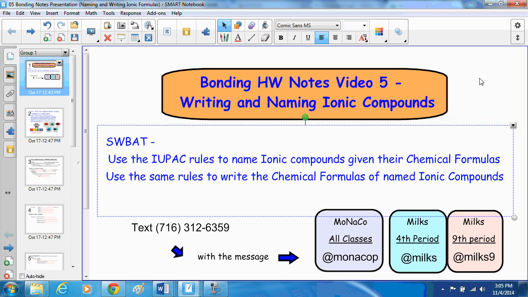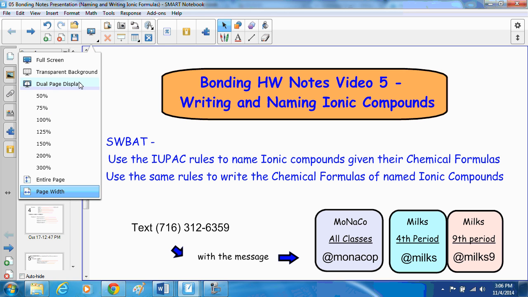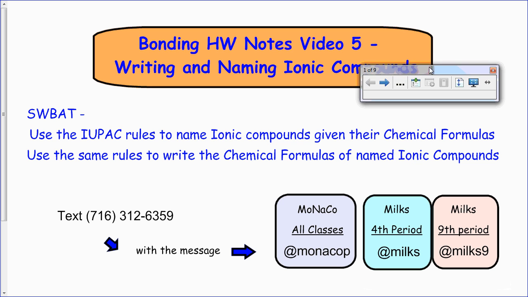We are starting to get into actually how to name and write ionic compounds. Last video we saw how to apply oxidation states and this rule, how the oxidation states in the compound have to add up to zero. We're going to take that rule and go to the next step today and start to learn about this IUPAC system of naming compounds. Now there's a million websites out there about how to name compounds.